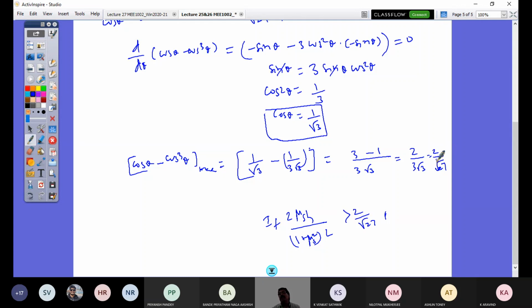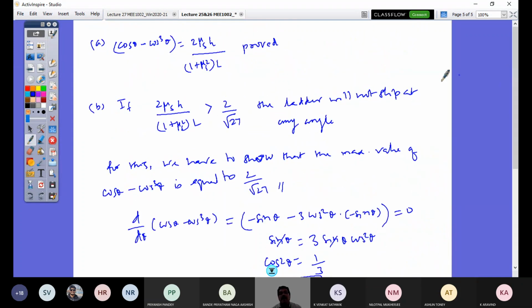It can hold just in equilibrium, right? Any angle greater than this will not work. So if this is the condition, then the ladder will not slip at any angle. You see that this problem is very interesting. We have this condition proved, right?